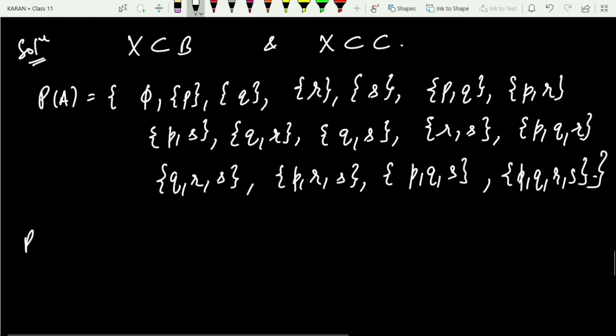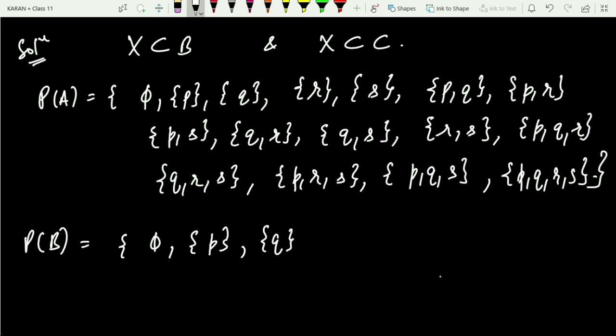Now similarly I can define the power set of B also, and the power set of C also. So the power set of B will be the empty set, then there will be singleton P, singleton Q, right, and then singleton R, then the doublets PQ, right?